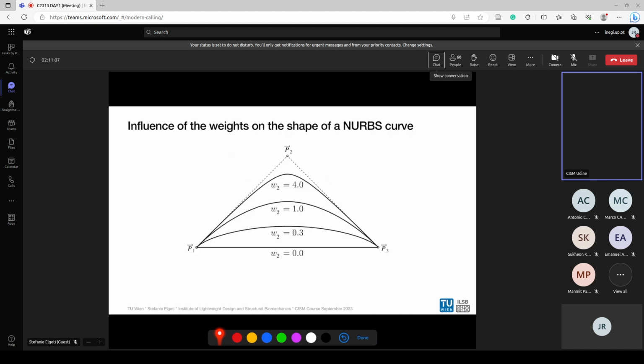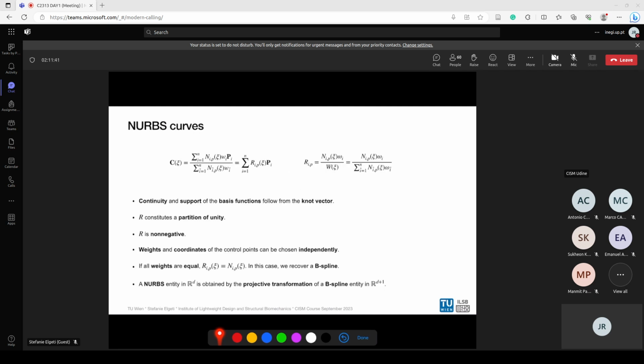What does the weight do? Depending on the weight of a control point, we can increase the influence of this control point on the shape of the curve. So here we see an example where the weight of control point 2 is 0, so then it has no influence on the curve at all. We increase the weight and the curve moves closer to this control point. So it's very intuitive.